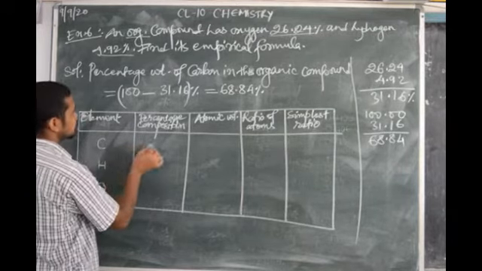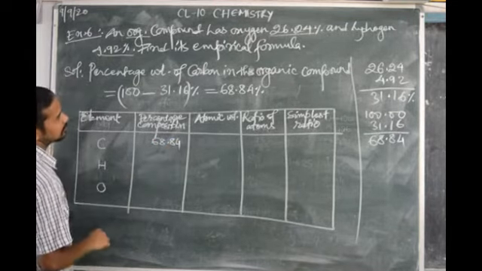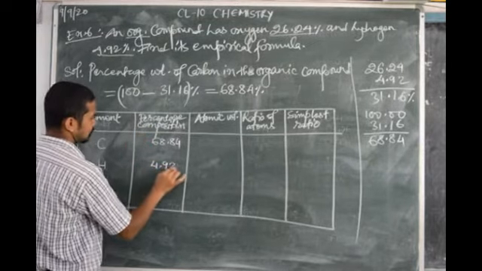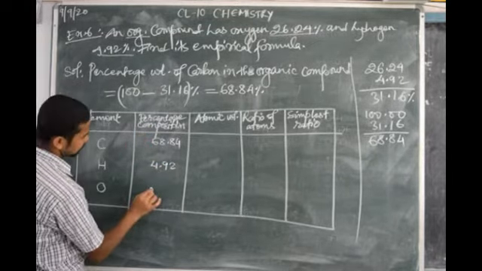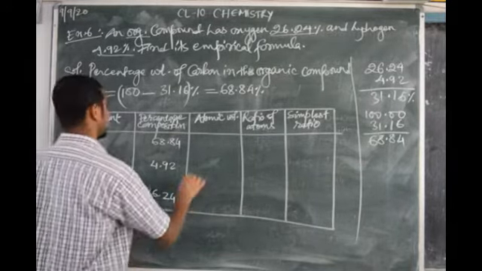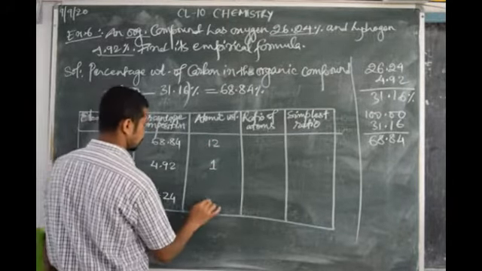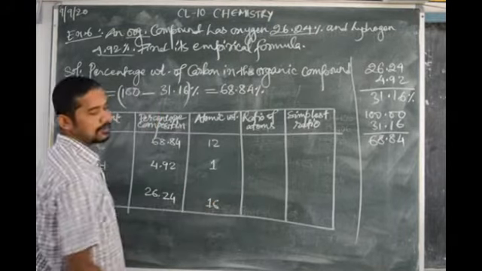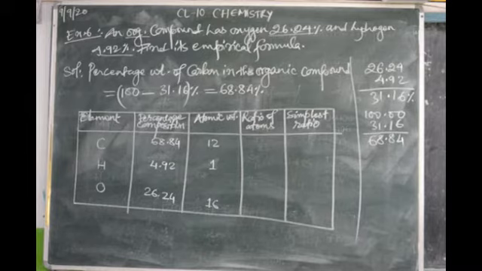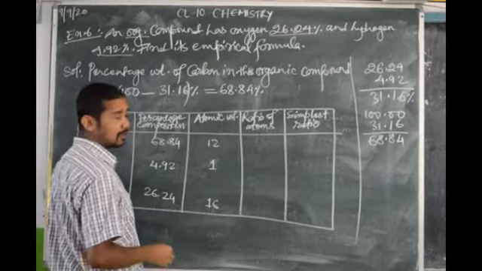So carbon, what is the percentage? 68.84. Then hydrogen 4.92. Then oxygen 26.24. The atomic weight of carbon is 12, hydrogen is 1, and oxygen is 16. Then find the number of atoms or ratio of atoms. So how will you find it? Percentage weight divided by atomic weight.